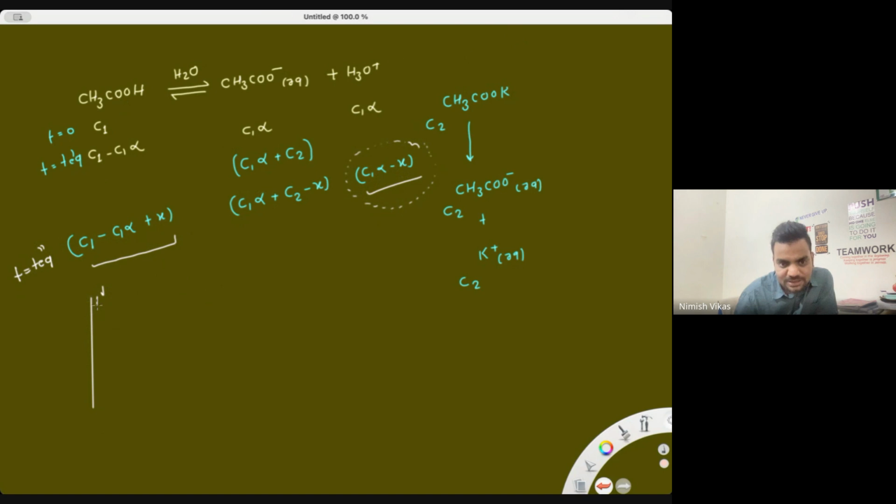So we are subtracting 1 upon 100 part from C1 and adding even a smaller number than that. So this number will remain almost the same. This was C1, this was C1 alpha and this was X. So this whole value will remain almost C1. I hope you understood.